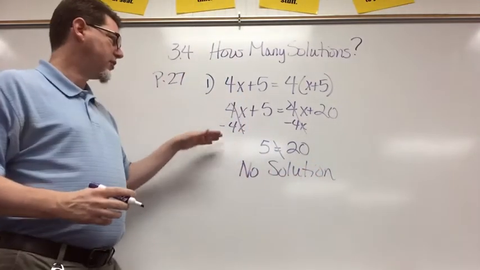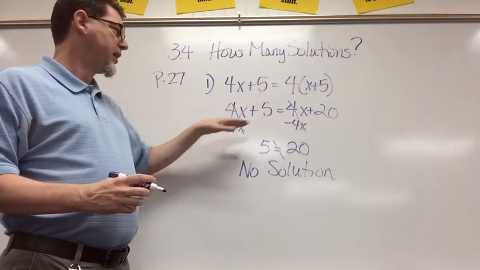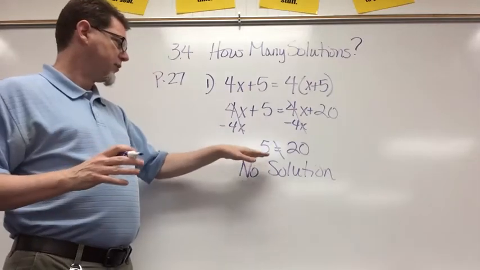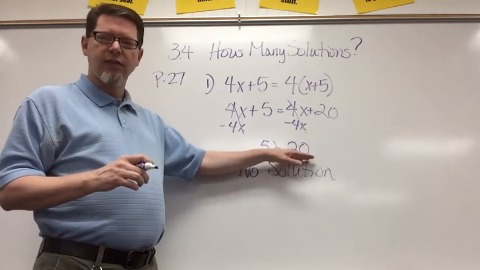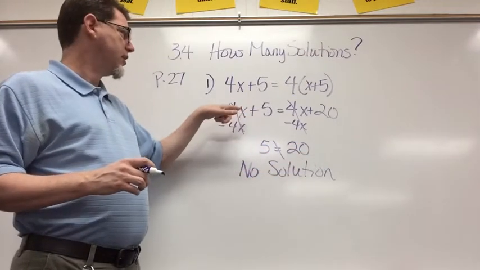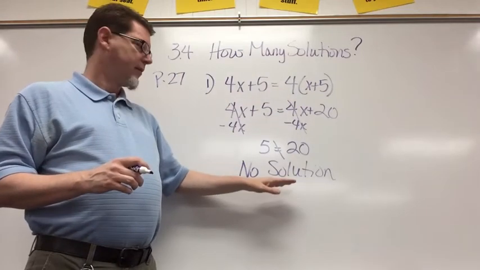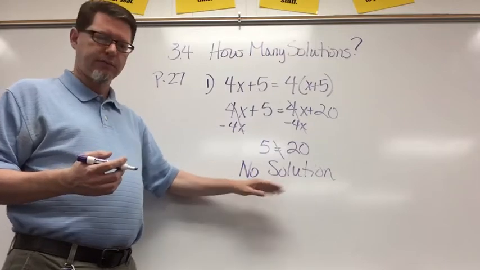If you're solving an equation and you subtract your variables from both sides, or you move them, and the variable goes away, and you're left with 5 equals 20, or one number that doesn't equal another number, then that is no solution. There is no value of x that could make this statement work. So sometimes you're going to have equations that have no solution, and that would be your answer.